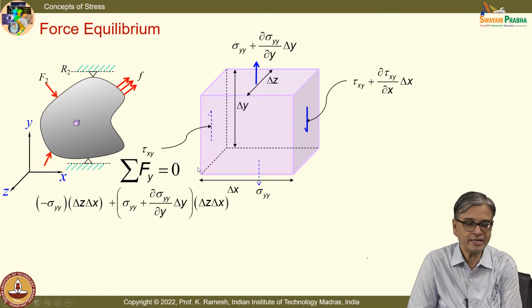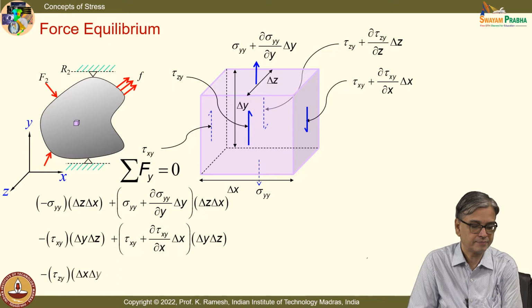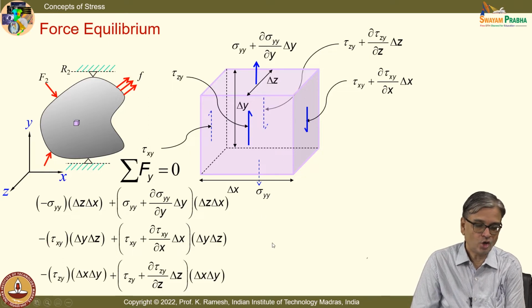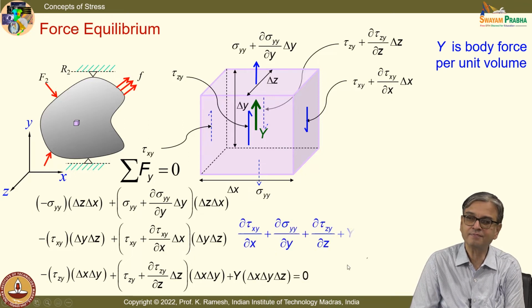So I have tau xy and tau xy plus dou tau xy by dou x into delta x, and here the area becomes delta y into delta z. So I can write the force equilibrium in the y direction. In fact, you can do it yourself. Keep doing it yourself. And we'll also have to take the body force. And when I have the body force, I get the final expression in a simplistic form like this.